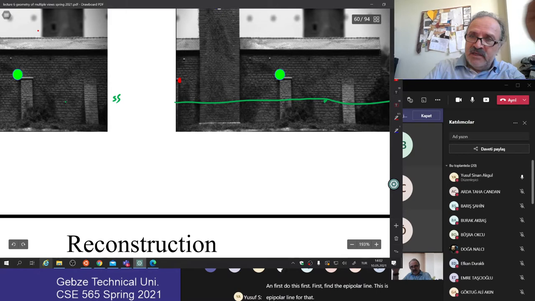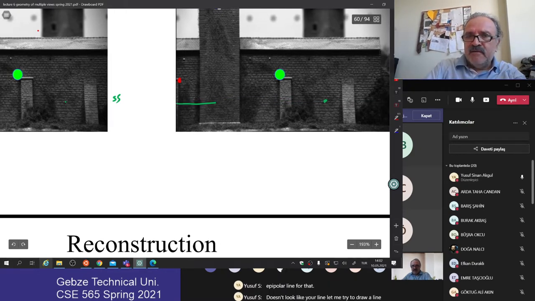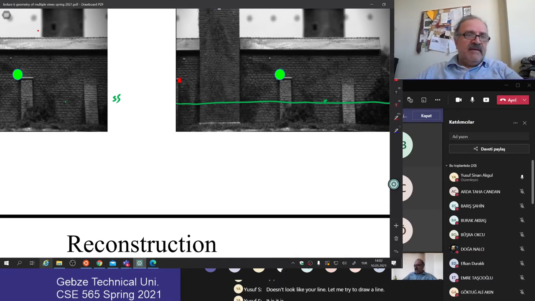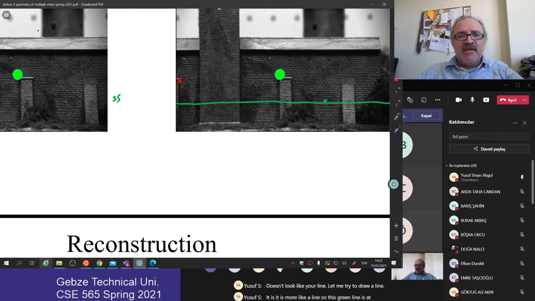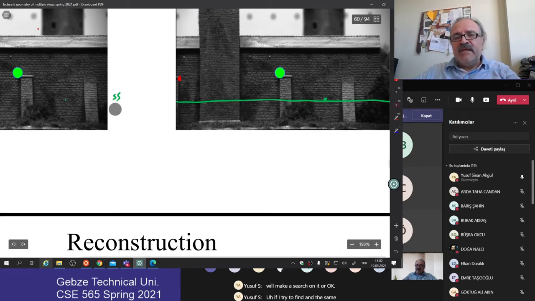It doesn't look like a line. Let me try to draw a line. It is more like a line. So this green line is the epipolar line. I will make a search on it. If I try to find the same pixel value on that line, is this a good idea?